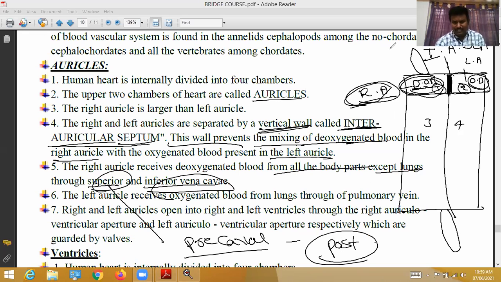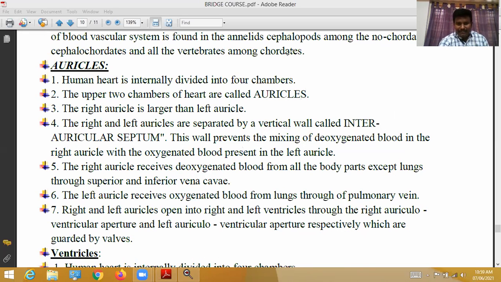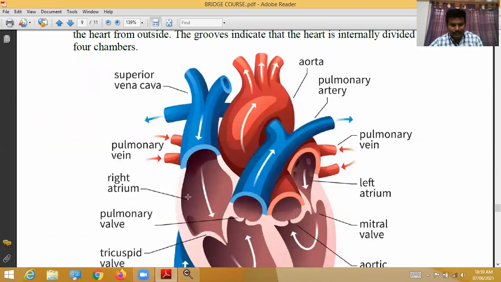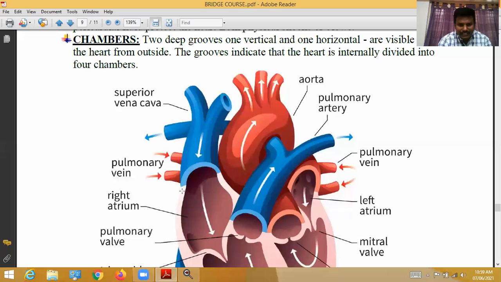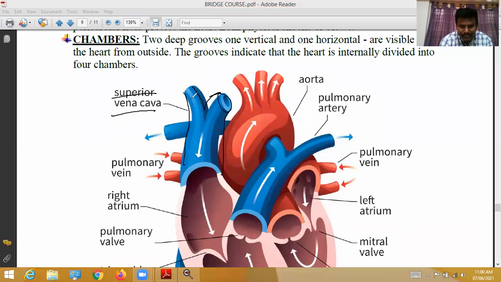That's all. These two caval veins I will show in the real heart diagram. See here, this is the superior vena cava. It brings deoxygenated blood from the head and neck, and it opens into the right auricle.